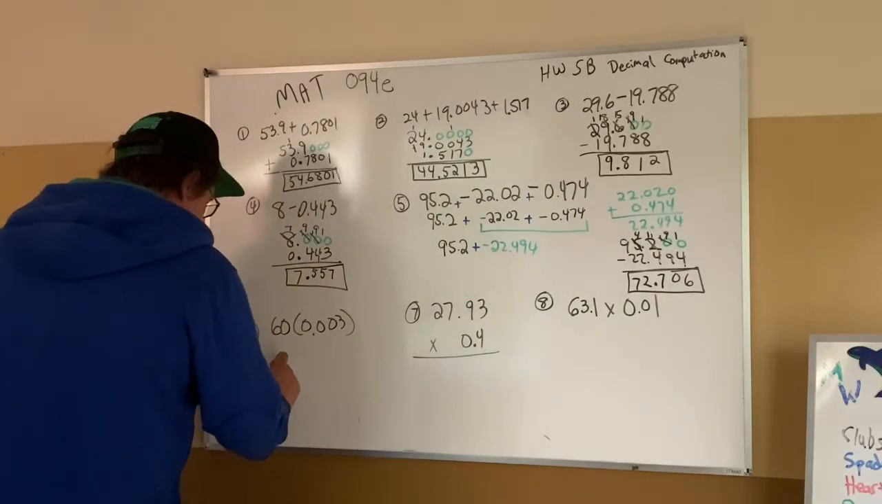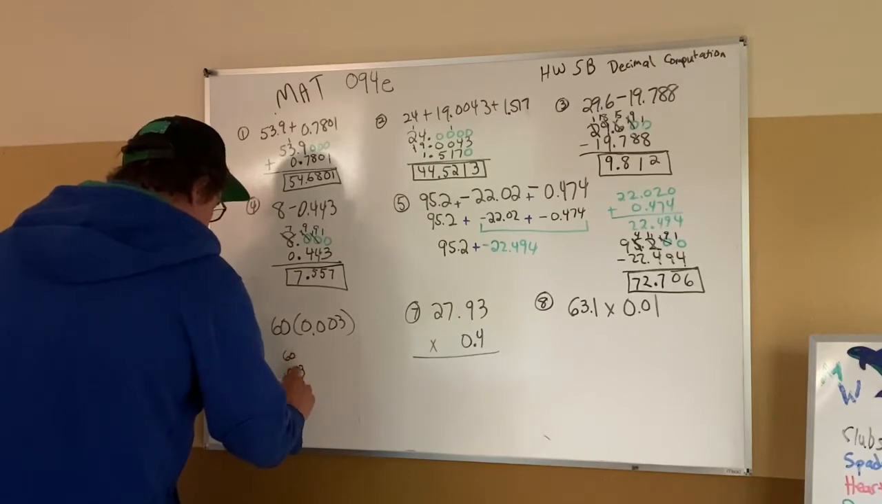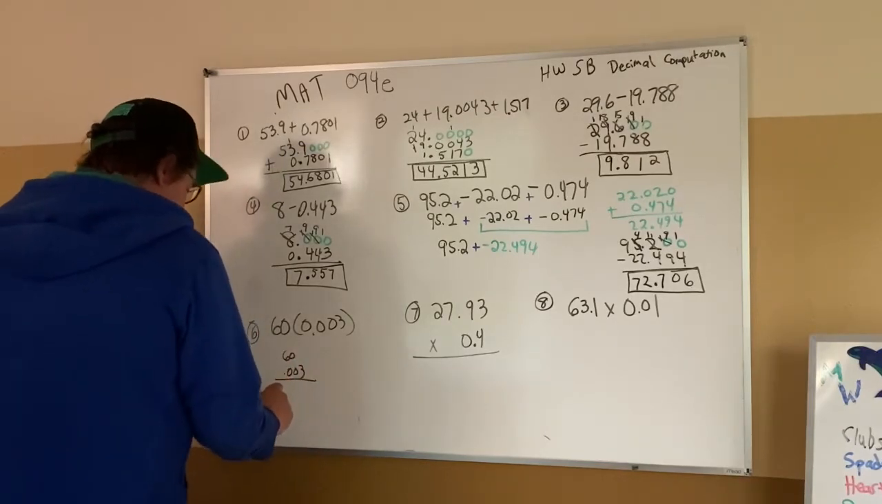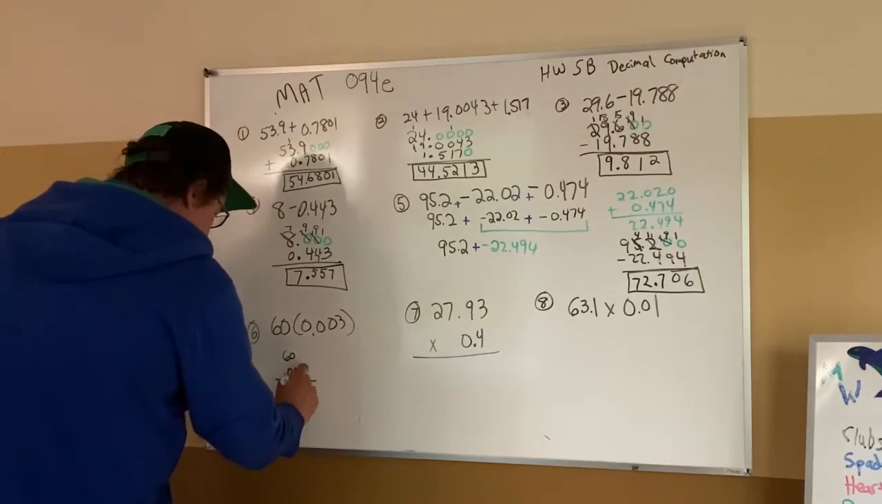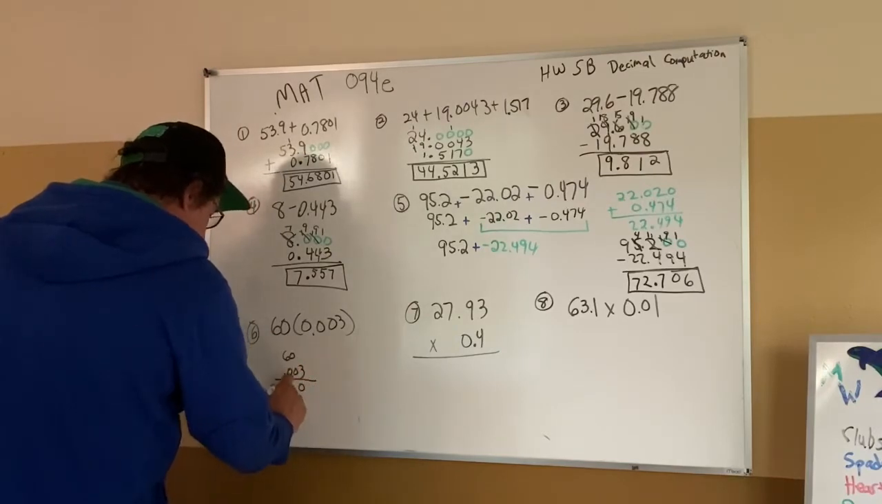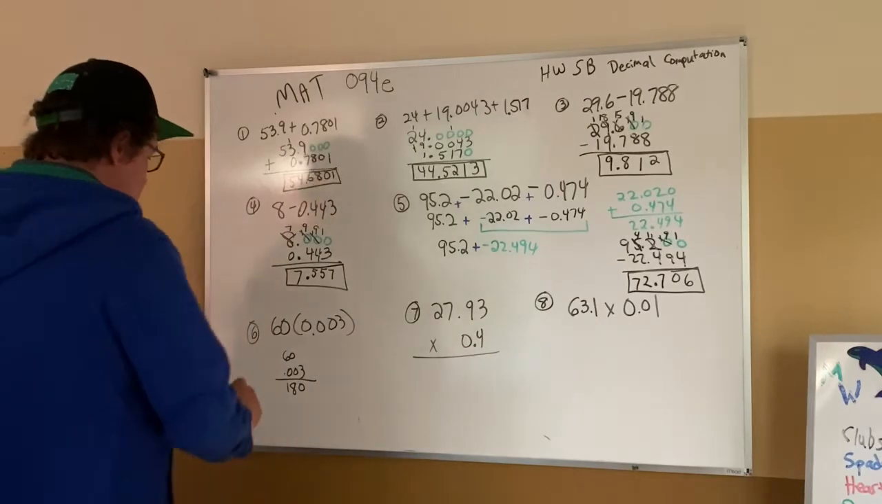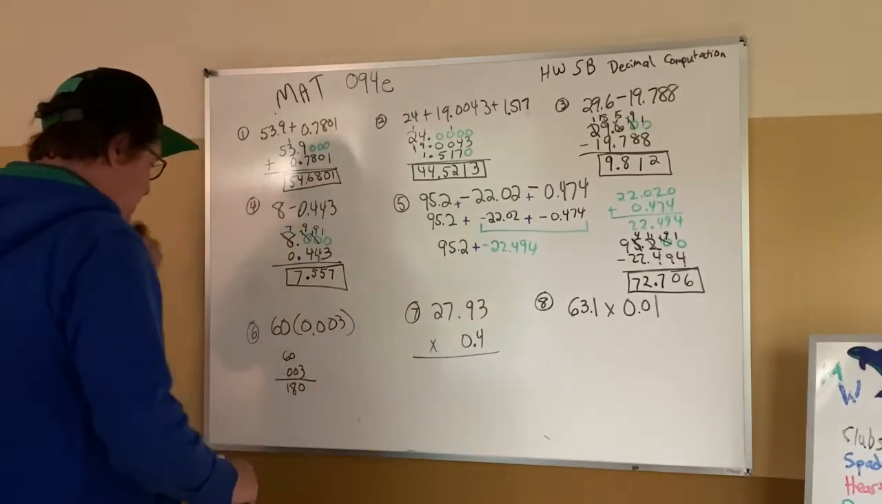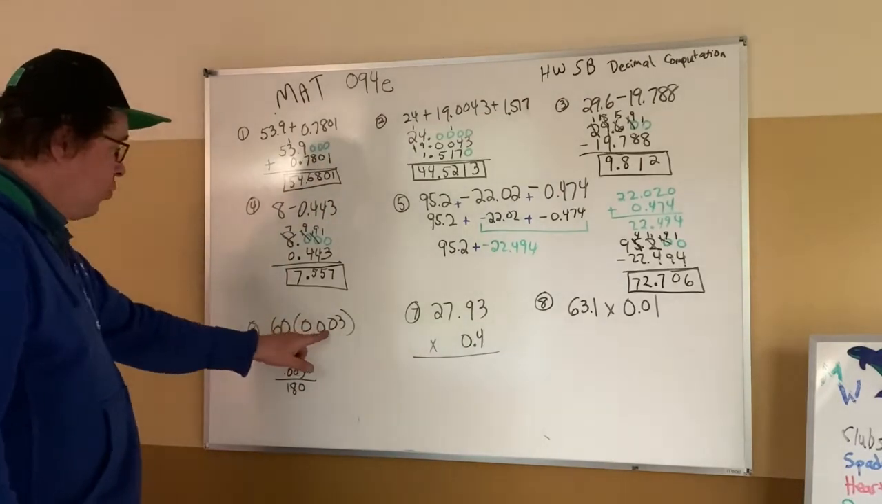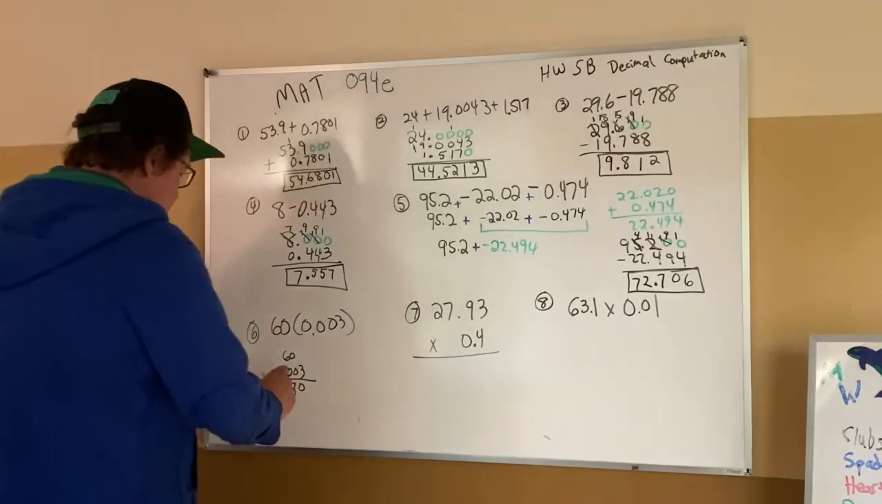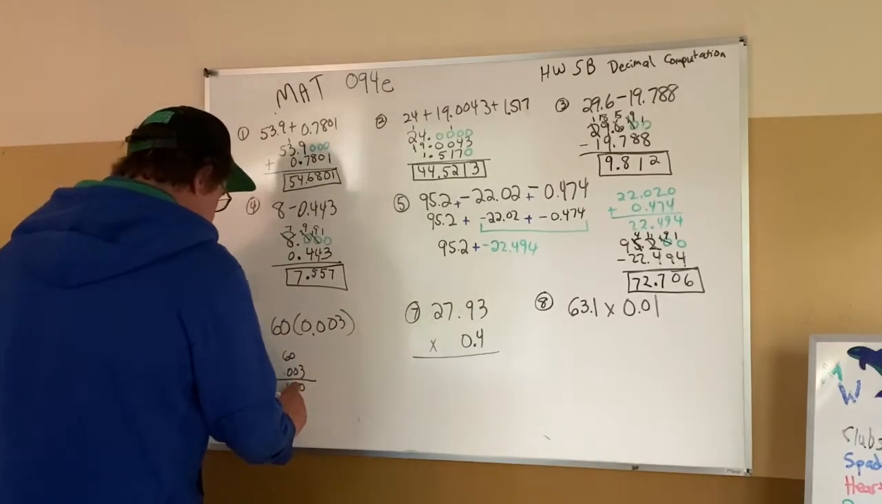So we've got 60, we've got 0.003. The only thing that happens here is after we put our 0 for 3 times zeros, we put 3 times 6, we get what looks like 180. But we owe them 1, 2, 3 decimal places. That's not a 3. That owes 1, 2, 3 decimal places. Therefore, we owe them 3 decimal places.